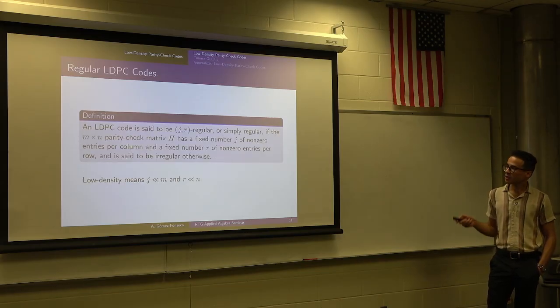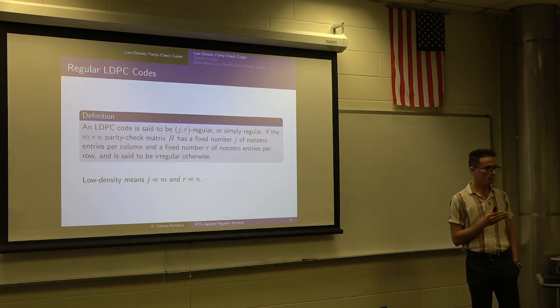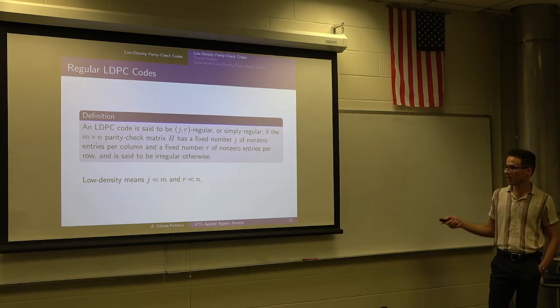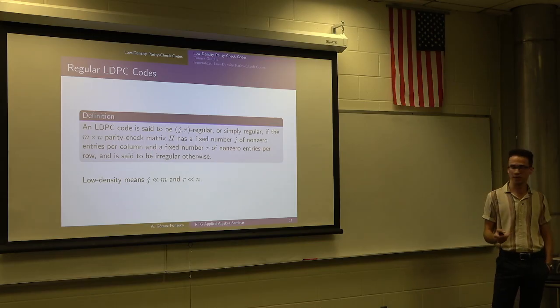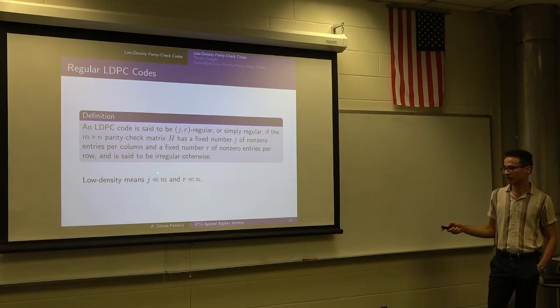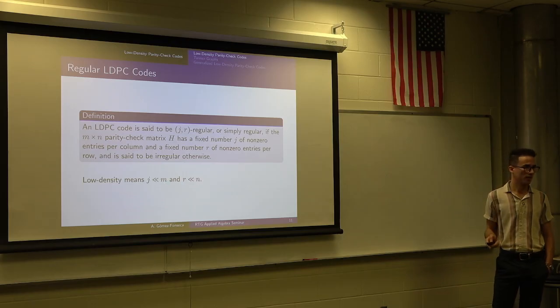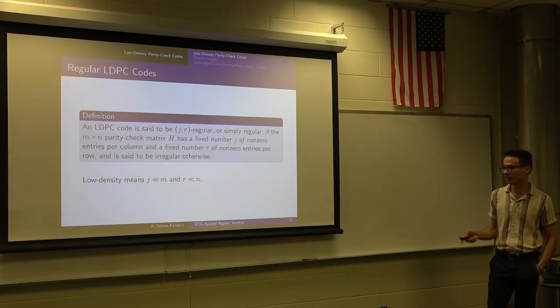If you specify the condition that every column has j ones and every row has r ones, then this is what we call a (j, r) regular LDPC code. And if this is not the case, then we say that this LDPC code is irregular. And low density means that j is way smaller than the number of rows, and r is way smaller than the number of columns in that parity check matrix.